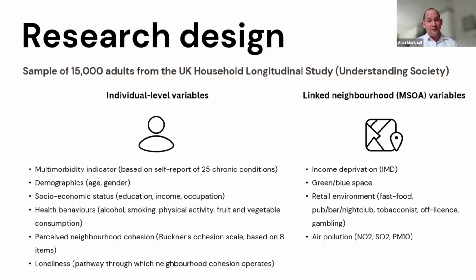And crucially, a really valuable thing with this data set is we have a measure of people's perceptions of the neighbourhood social context or the neighbourhood social cohesion. And we use here a measure that's been validated in the literature, Buckner's cohesion scale. This is based on a set of 8 questions where people are asked things like, do you feel like you belong to your neighbourhood? Do you feel like you could trust your neighbours? Would you be willing to invest your time in community activities within that neighbourhood?